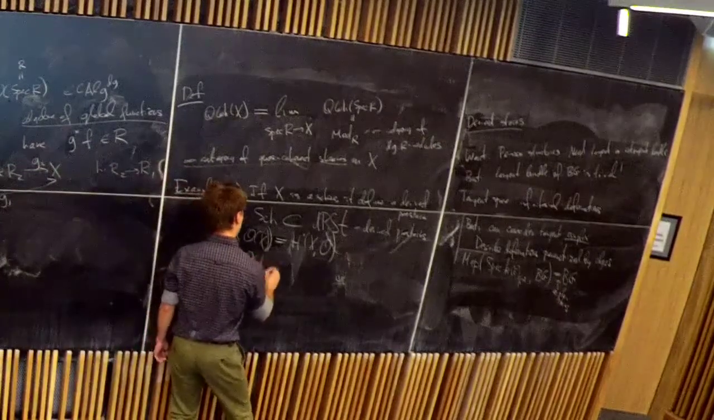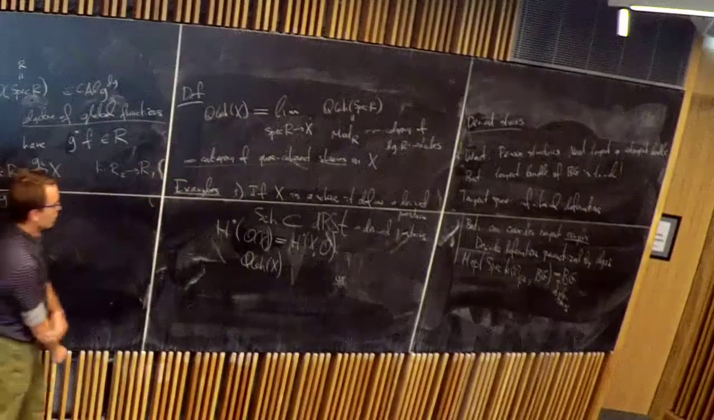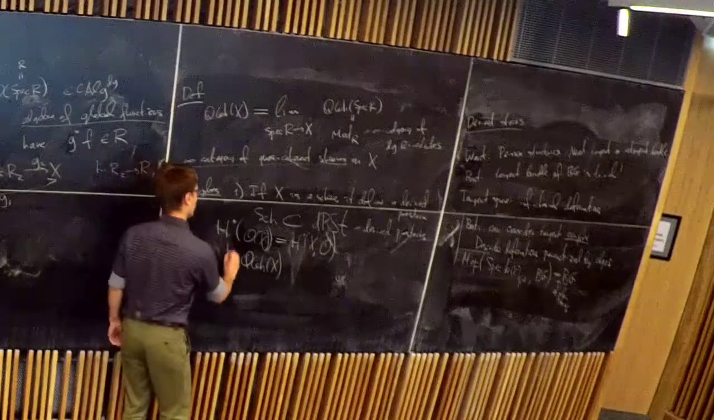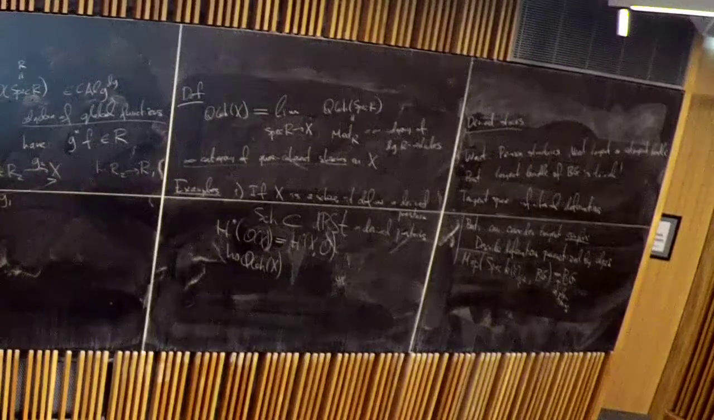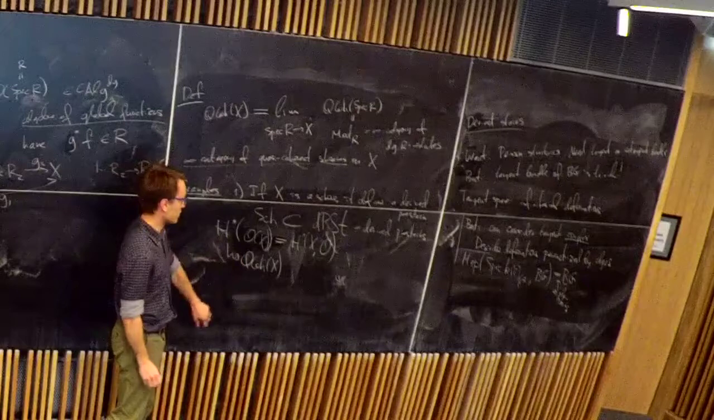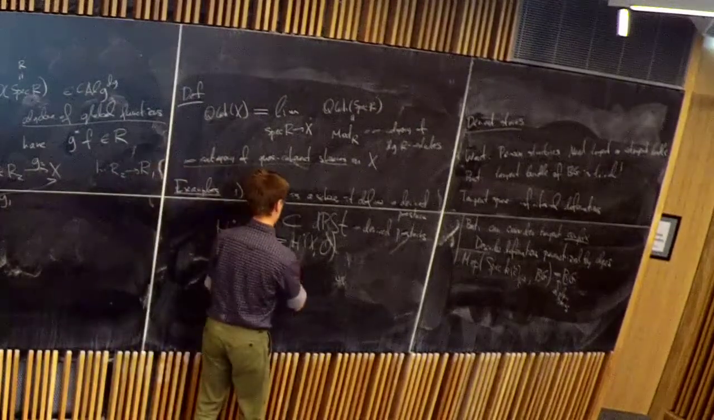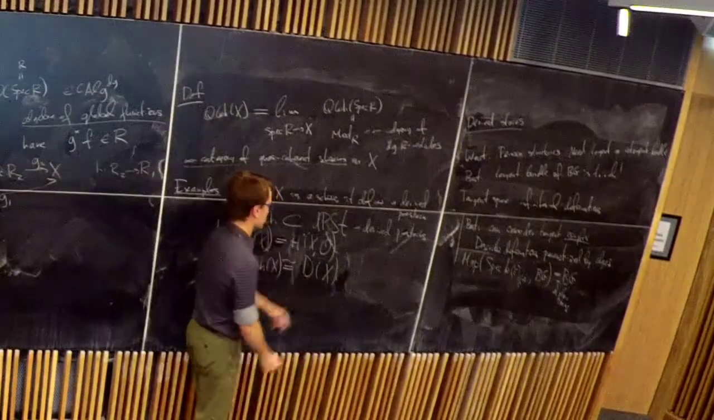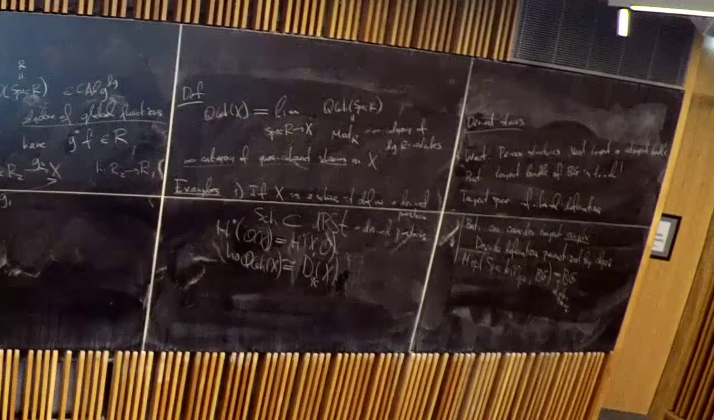You also have this category of quasi-coherent sheaves that I've defined here. Well, this is an infinity category. From an infinity category, I can extract an ordinary category just by forgetting about all homotopies. So take connected components of all mapping spaces. So this is the homotopy category of this infinity category, and this is the derived category of X, the unbounded derived category.